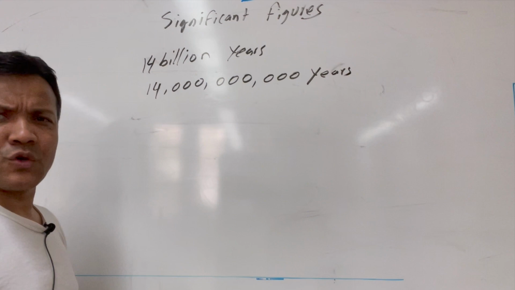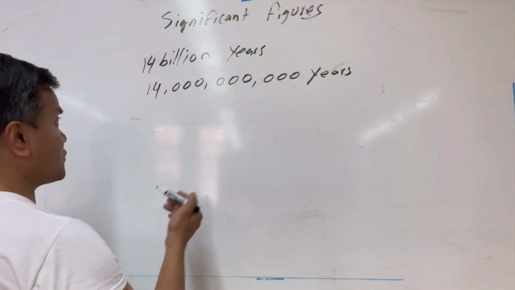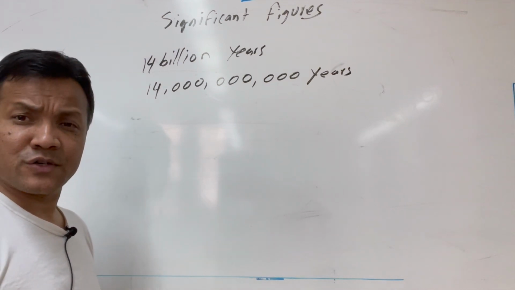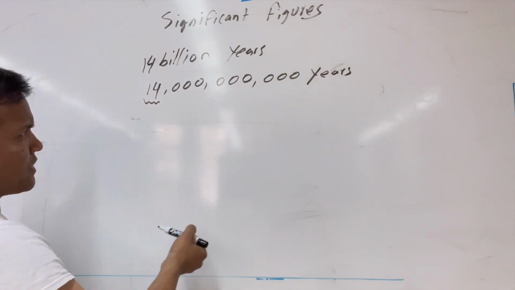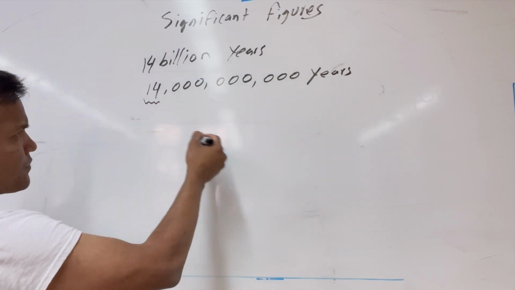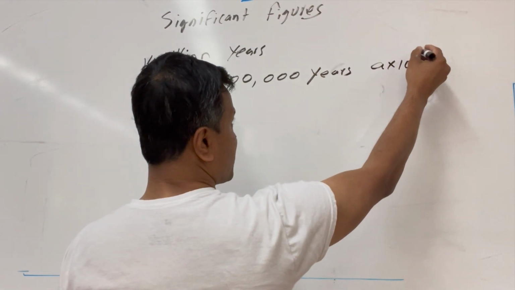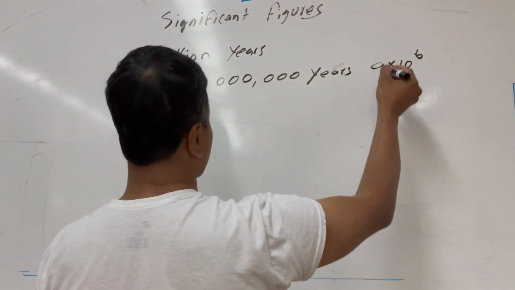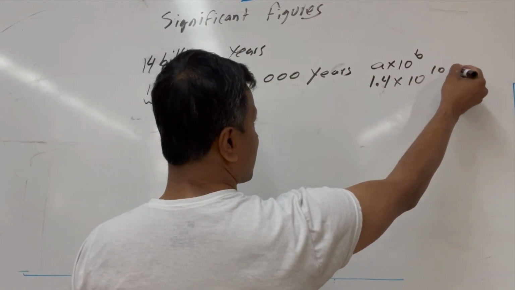Okay, so you want to convert it to scientific notation and show that there are two sig figs. You also see two sig figs over here, but you can convert it to scientific notation, A times 10 raised to b. A is of course 1.4 and b is 10 years.